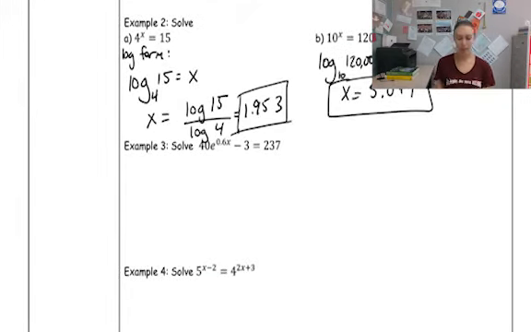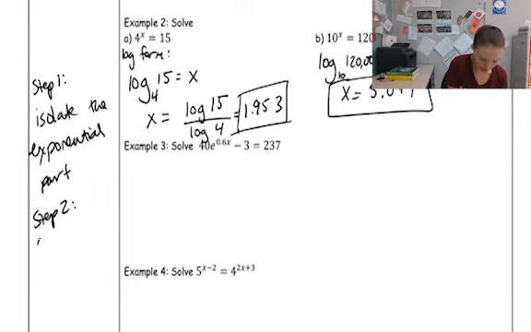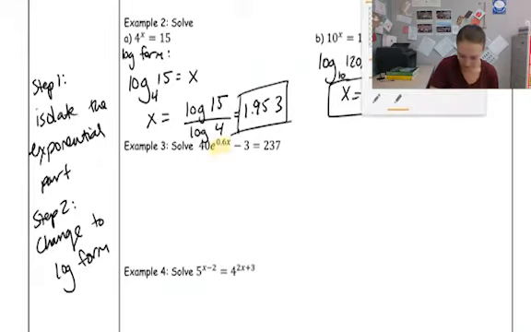Now example 3 has a little bit more involved before we change to log form. So step 1, we need to isolate the exponential part. And then step 2, we change to log form. In this case, the part with the exponent isn't isolated. So what I mean by that is I need just this part here to be isolated.